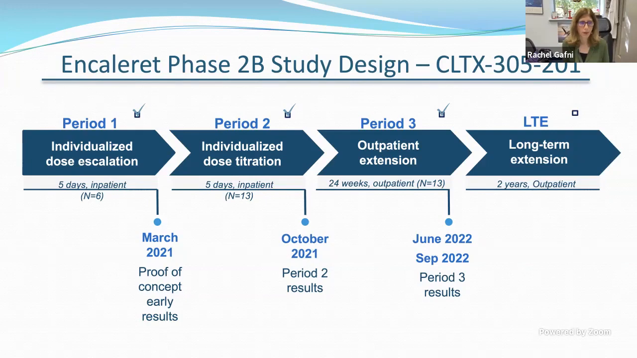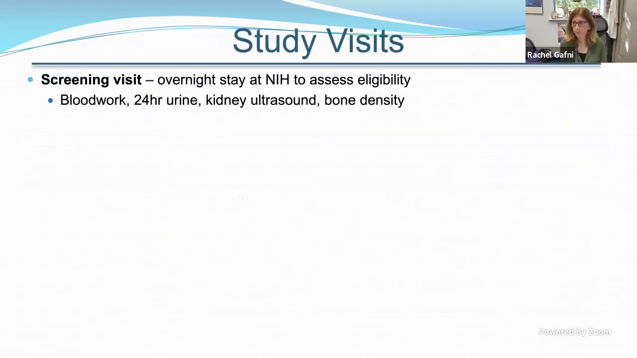Period 1 involved 6 patients who were admitted to the hospital for 5 days for individualized dose escalation, and I presented that to you last year. Period 2, those same 6 patients with another 7 patients were admitted to the hospital for 5 days, and they had individualized dose titration. And then all 13 patients went into a 24-week outpatient phase. And these results were presented at the Endocrine Society meeting in June and the ASBMR meeting in September. And now the patients are in a long-term extension phase.